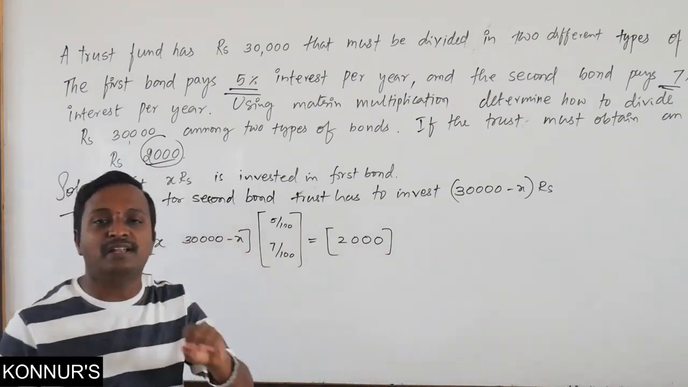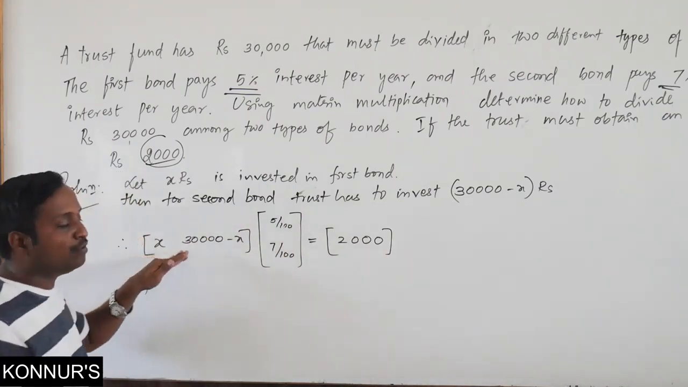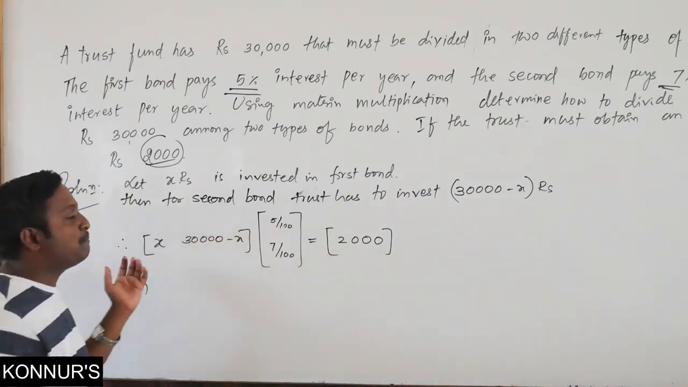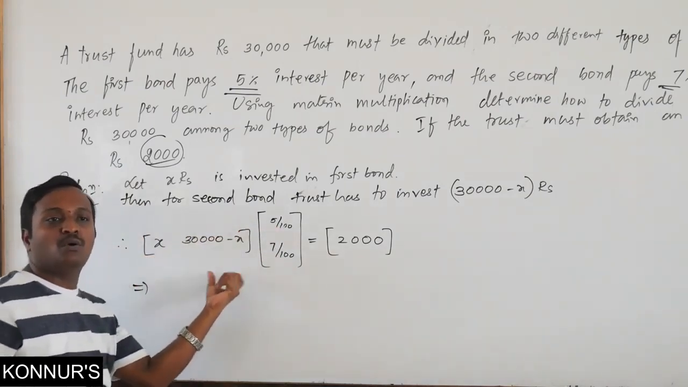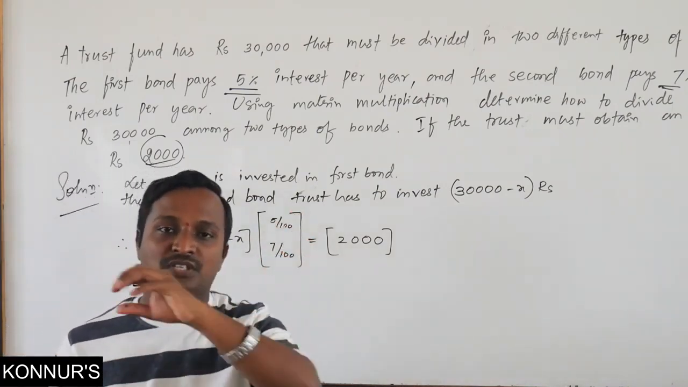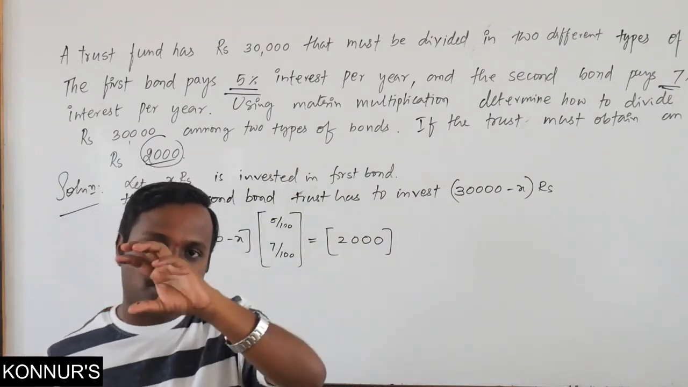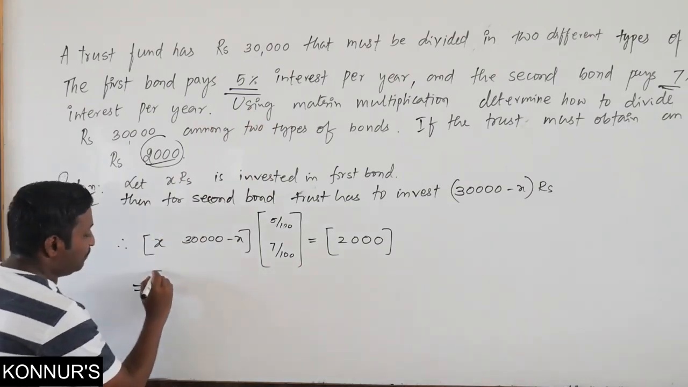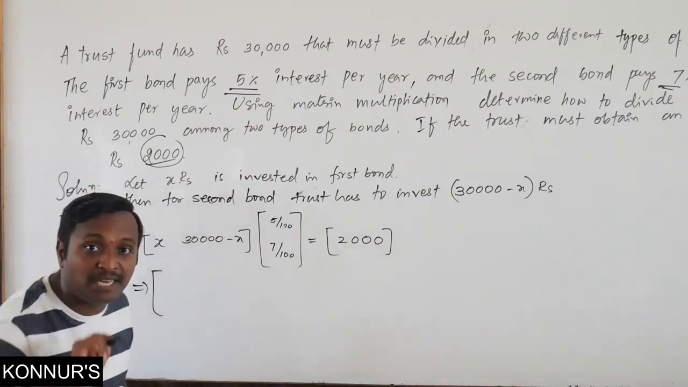How do we write it? This is the first bond amount, second bond amount, and this is the first one's interest, second one's interest. Why have I taken this as a row and this as a column? Because the matrix multiplication rules state that: this is a row, this is a column, first row, first column like that. Now multiply. I hope you get the idea.